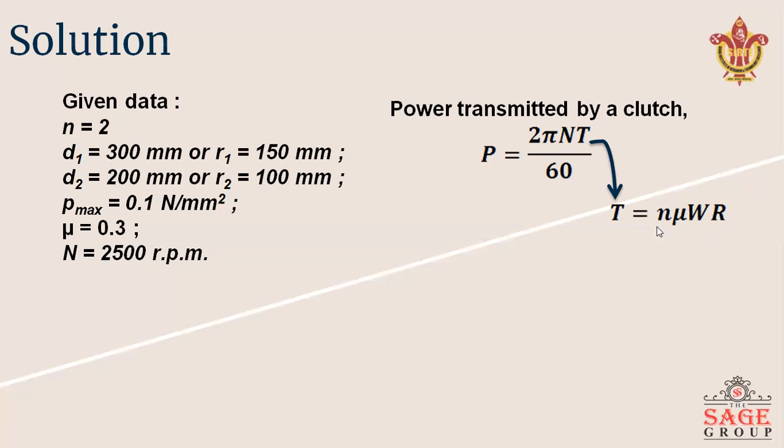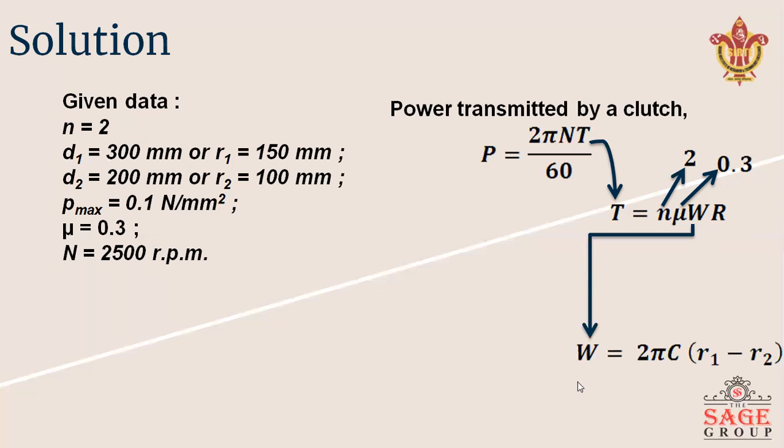So here the value of N is equal to 2, mu is equal to 0.3, and now we have to calculate the value of W, the axial load transmitted to the clutch, and the mean radius for uniform wear theory. So here the load transmitted to the clutch W is equal to 2 pi C (R1 minus R2), as we know. But here you can see that a new term, C, comes.